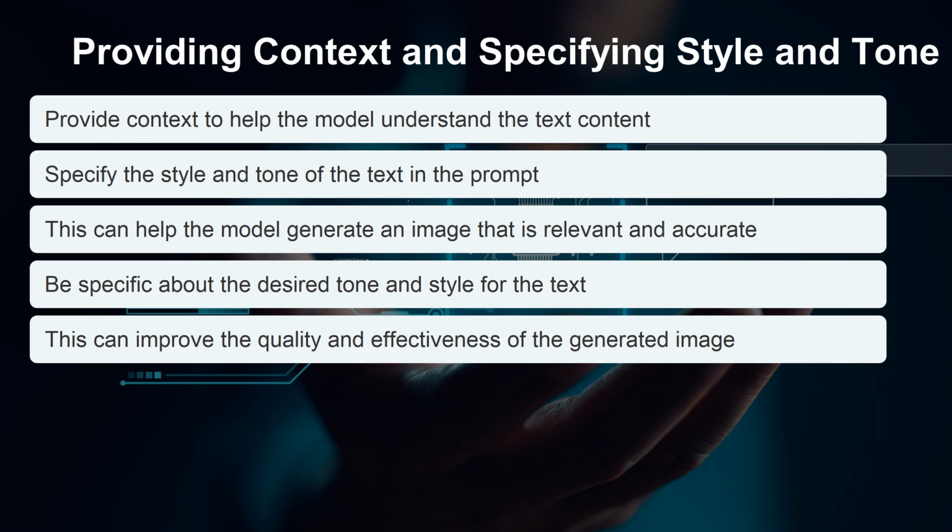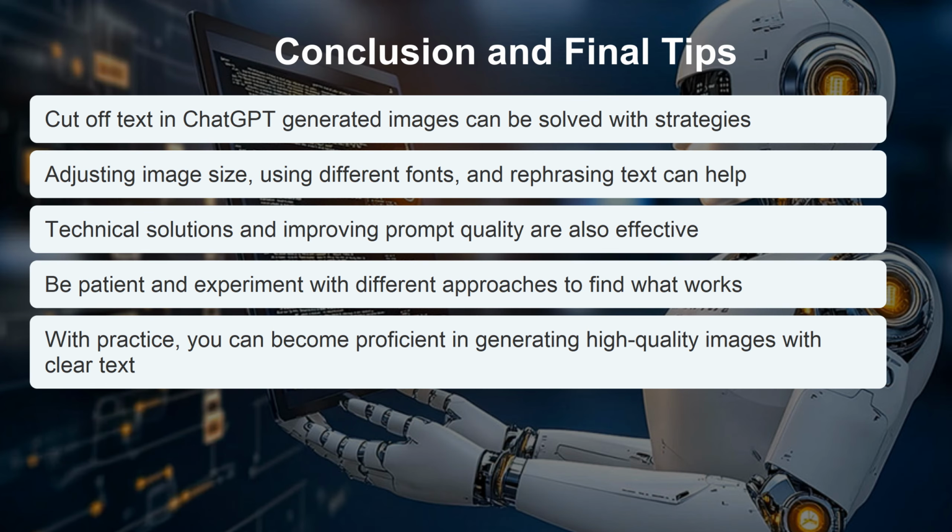By following these tips and strategies, you can generate images with text that is clear and easy to read. Remember to be patient and experiment with different approaches until you find one that works for you. It's also important to keep in mind that ChatGPT is a machine learning model, and it is not perfect. There may be times when the model makes mistakes or generates images that are not what you expected. However, by working with the model and providing it with clear and concise prompts, you can help it generate images that are accurate and effective.